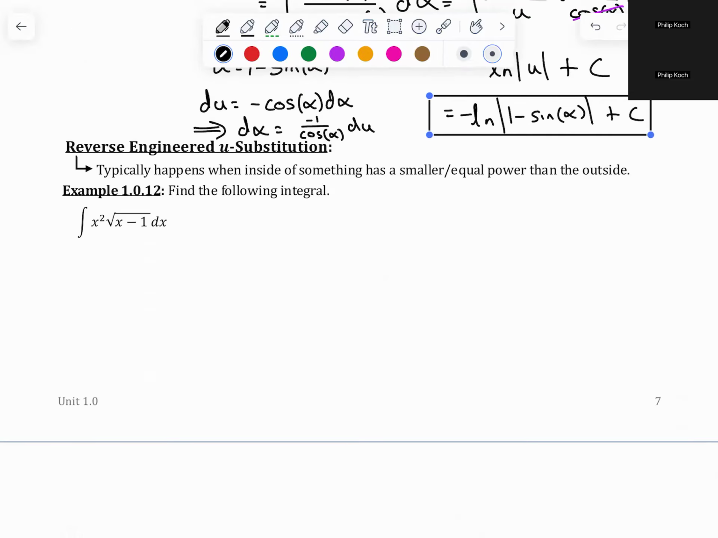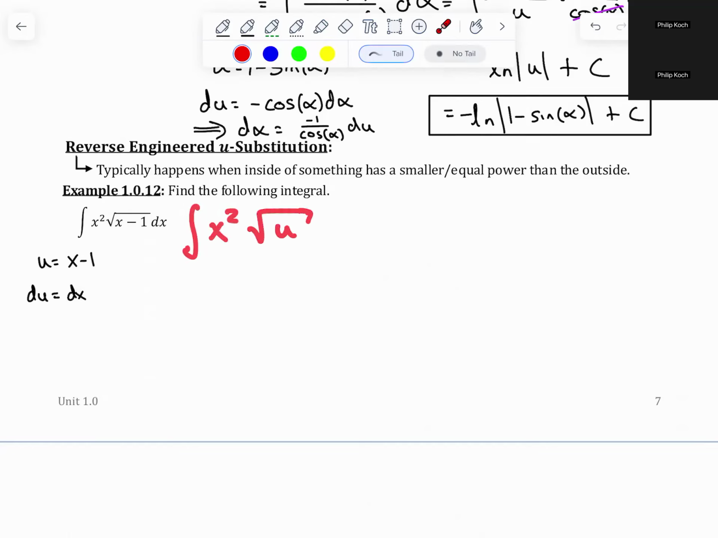Much like before with integral substitutions, a good choice of u is the inside of a function. So in this case, inside of the square root, you get that u is equal to x minus 1, so that du is just equal to dx. So you'd get that this is the integral of x squared times the square root of u du. And that doesn't look much better.